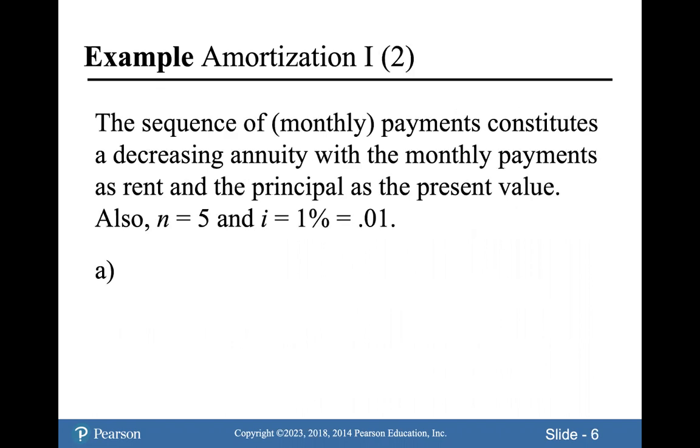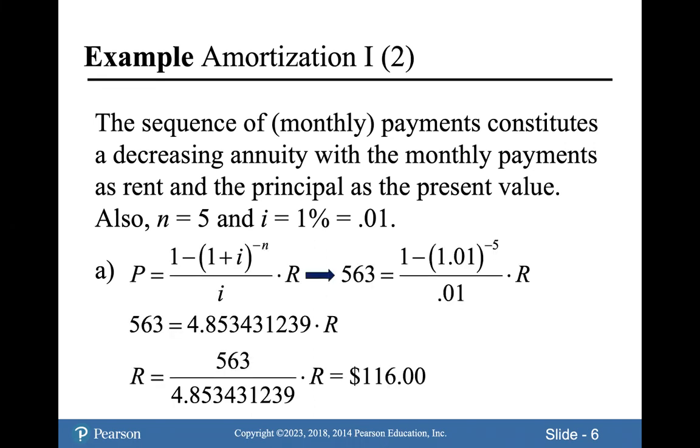The sequence of monthly payments constitutes a decreasing annuity with the monthly payments as rent and the principal as the present value. Notice that N is equal to 5, and I is equal to 1% or 0.01. That's because the annual interest rate is 12% and it's compounded monthly.